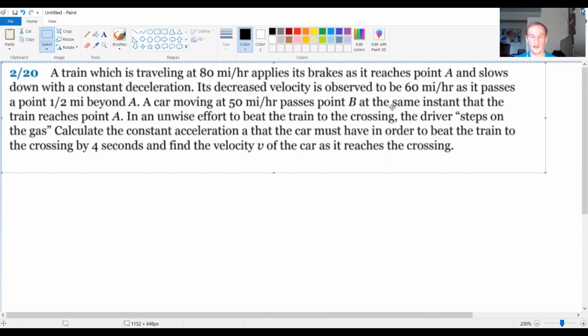A car moving at 50 miles per hour passes point B at the same instant that the train reaches point A. In an unwise effort to beat the train to the crossing, the driver steps on the gas. Calculate the constant acceleration, A, that the car must have in order to beat the train to the crossing by 4 seconds, and find the velocity V of the car as it reaches the crossing.